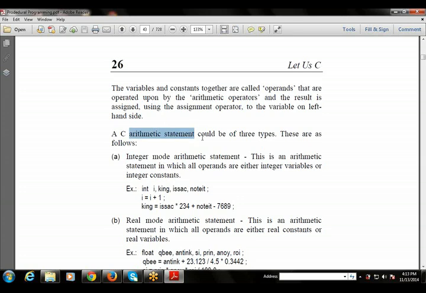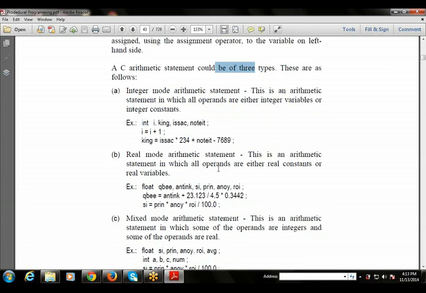This says a C arithmetic statement could be of the following three types: either integer mode arithmetic statement, which contains only integer values, or real mode arithmetic statement, which contains only decimal values, or mixed mode, which is a combination of integer and real.